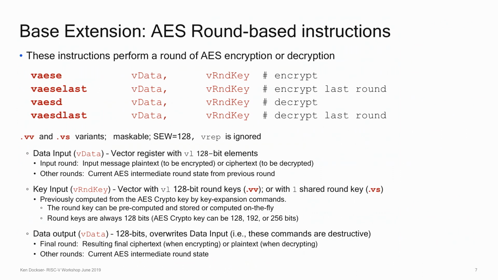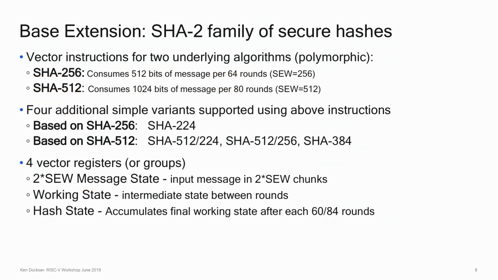We have vector-vector variants, and that is for each element in the vector, you have a separate round key. So you can do in parallel completely different AES operations, or we have a vector scalar form where you can use the same round key. The element width in this case would be set to 128 bits.